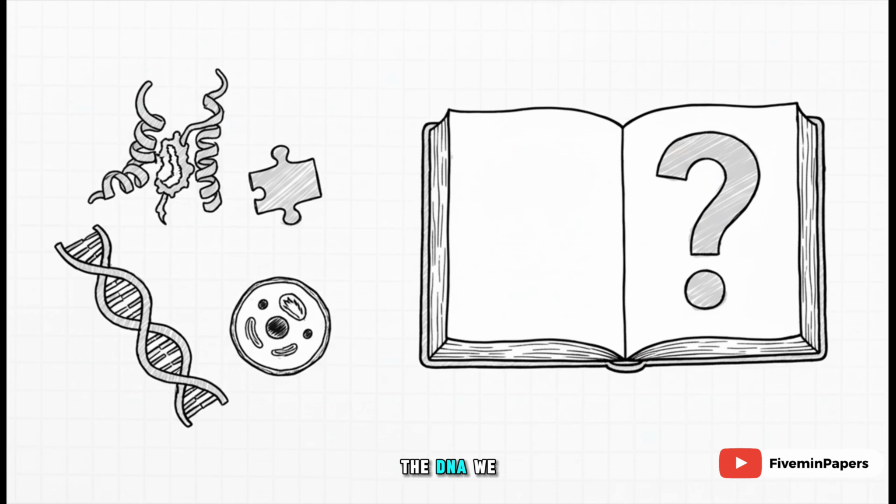So get this. For the very first time, we have an AI that doesn't just see the individual parts of life, but the entire interacting machine. It's a breakthrough that could literally change everything. So let's break down exactly how it works.